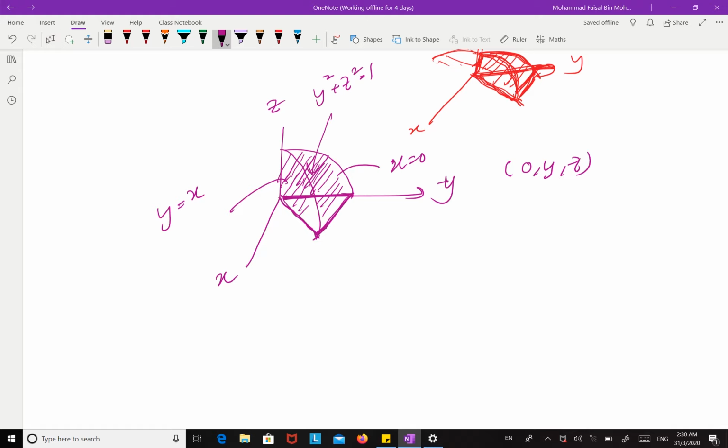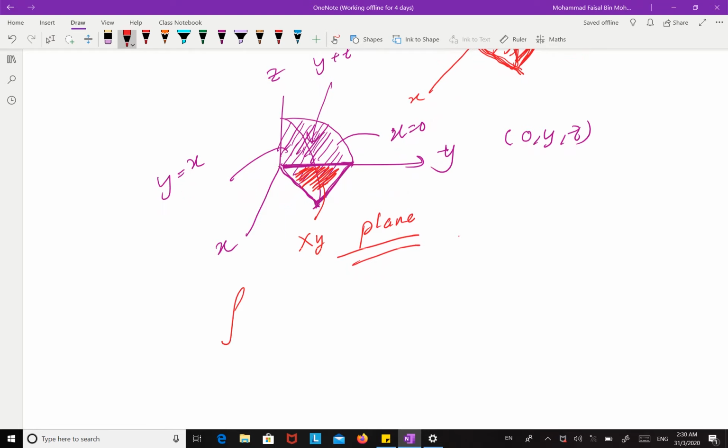Now the lower bound here is x and y, the xy solid. Better we call it the xy plane. So for sure it's a plane, so we can use type 1. So they ask you to find the integral of g, z dv.